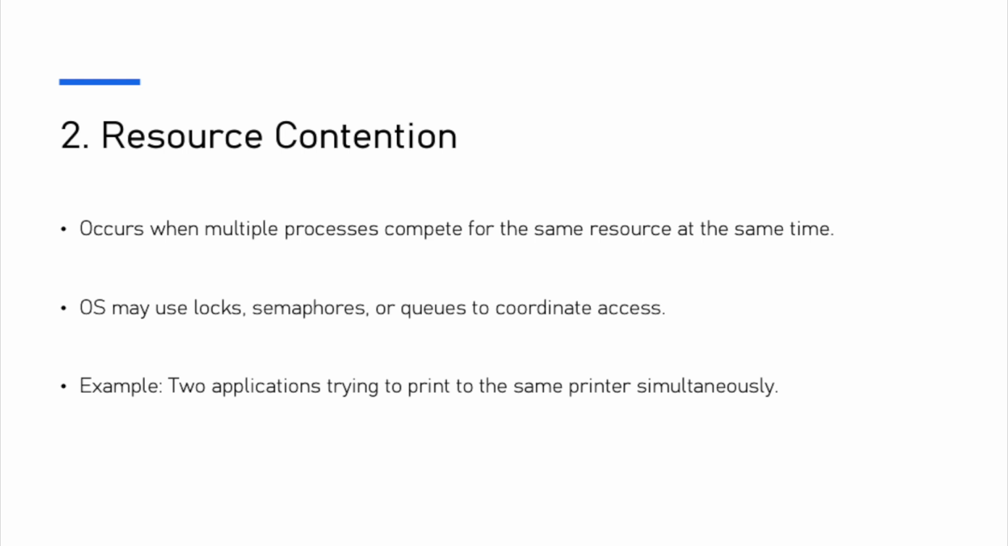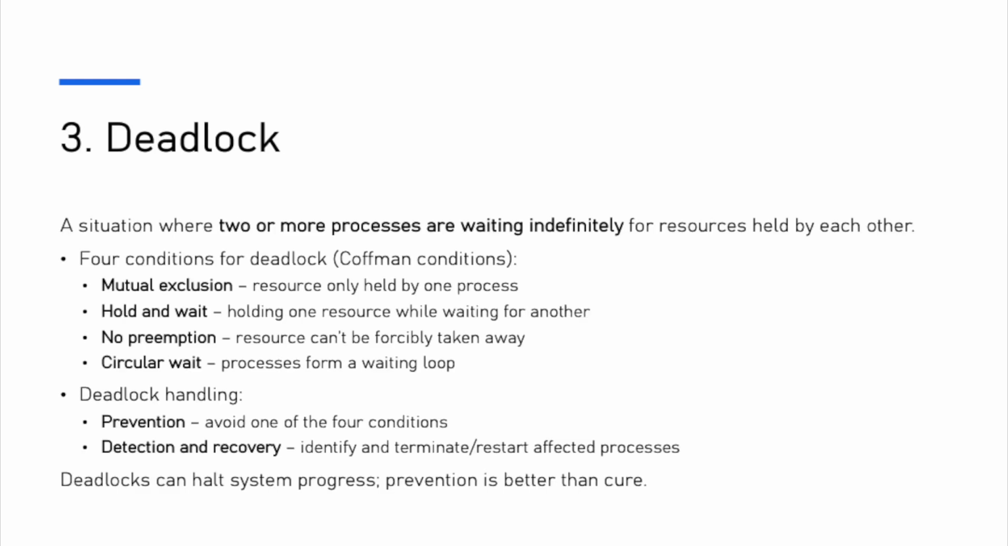Locks, on the other hand, are tools used to make sure that only one process can use a shared resource at a time. Queues are pretty easy. They just queue up resource uses by the priority level. The end goal of all of these is to ensure that if two applications, for example, are trying to print to the same printer simultaneously, they don't end up causing a deadlock. Now, what is a deadlock? It's a situation where two or more processes are waiting indefinitely for resources held by each other.